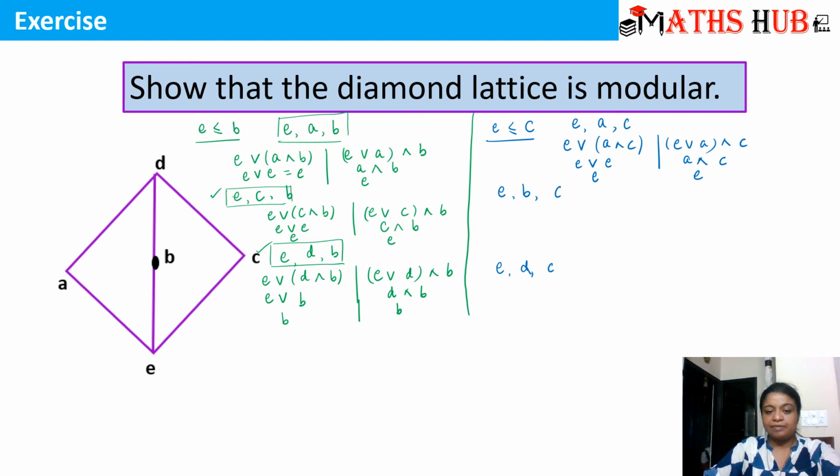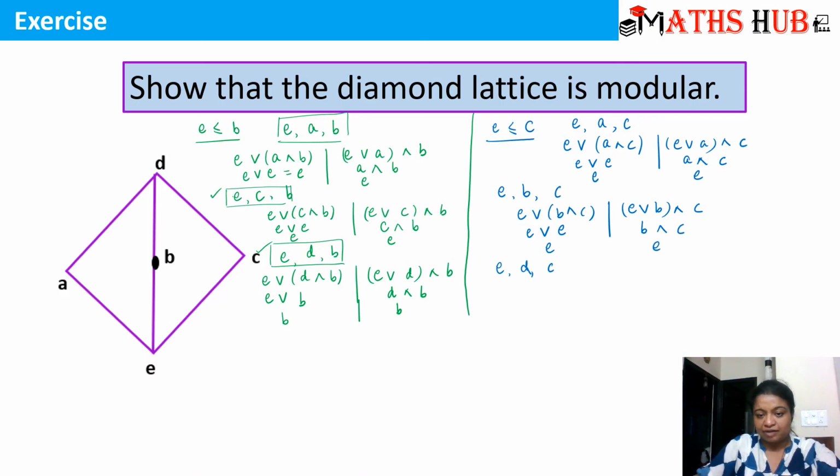Now let's take the E, B, C pair. For the E, B, C pair, you should have E join B meet C equal to E join B meet with C. Now what is B meet C? It is E, and E join E is E itself. Now what is E join B? E join B is B, and B meet C is E again. So again we are getting E and E.